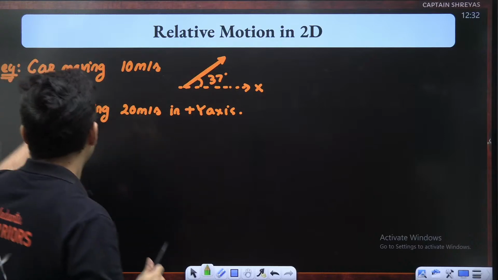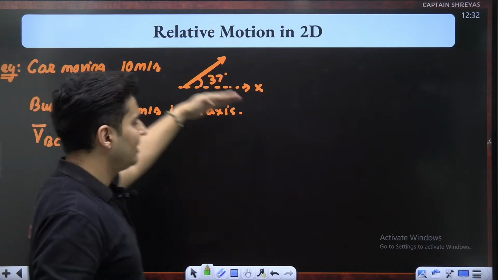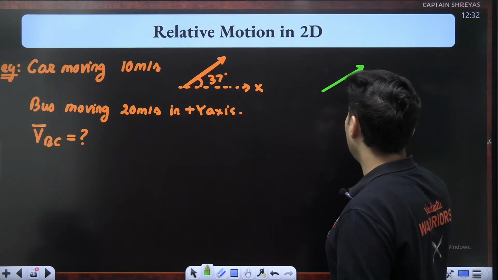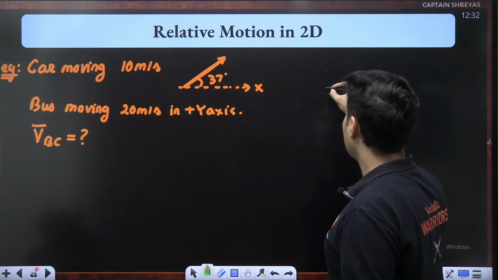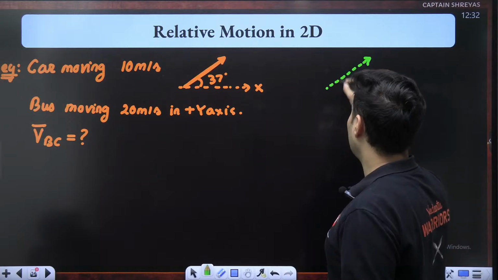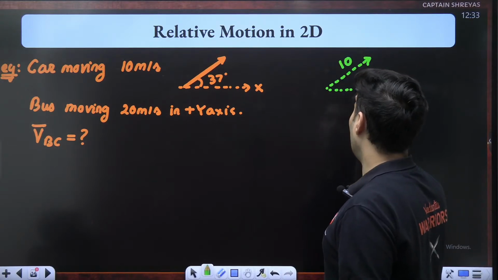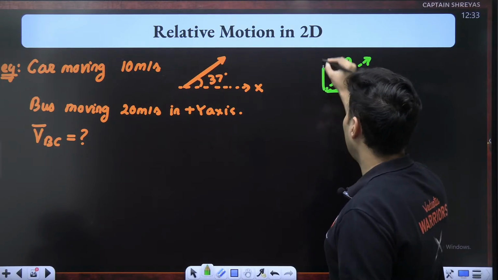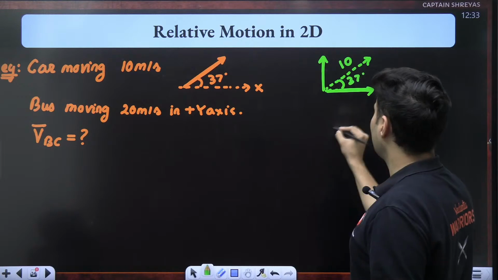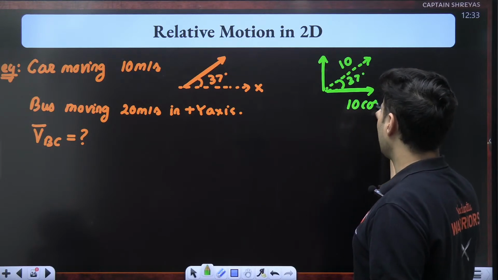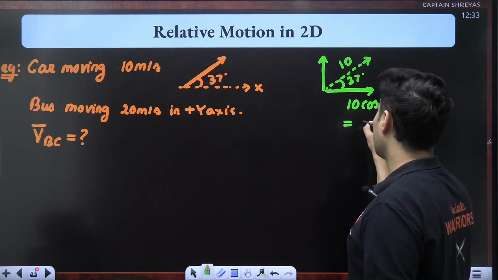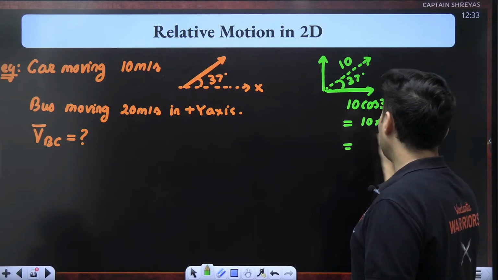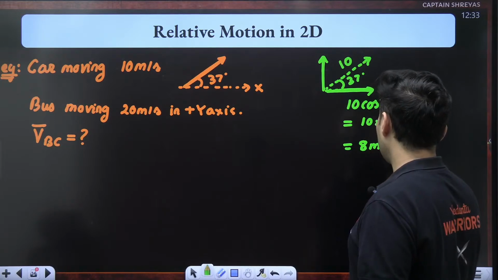mathematical way. See, if the car is going with 10 meters per second, this velocity will have two components, right? I can split this velocity of 10, which is making an angle of 37 degrees, in two directions, one over here and the other over here. How much is this component? It is 10 cos 37. What is cos 37? Cos 37 is 4 by 5, which is nothing but 8 meters per second.